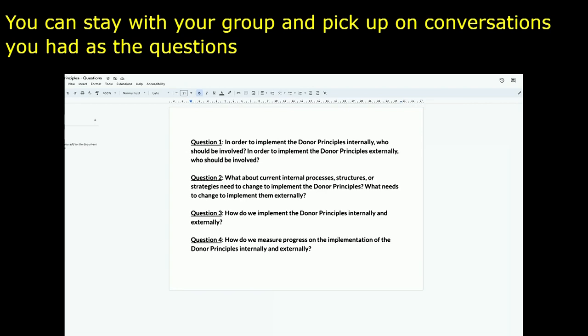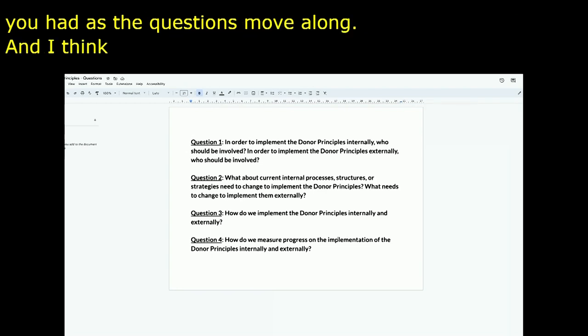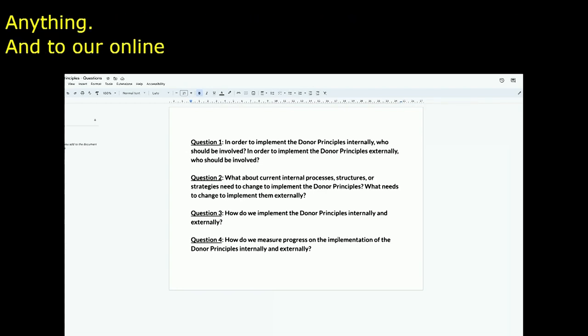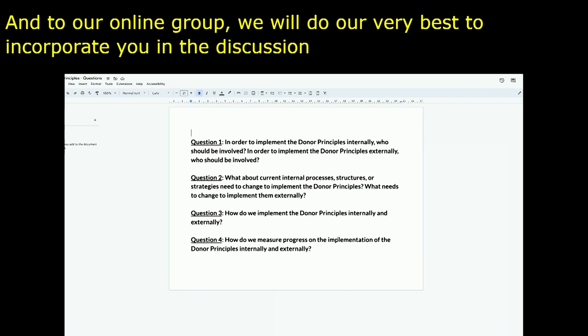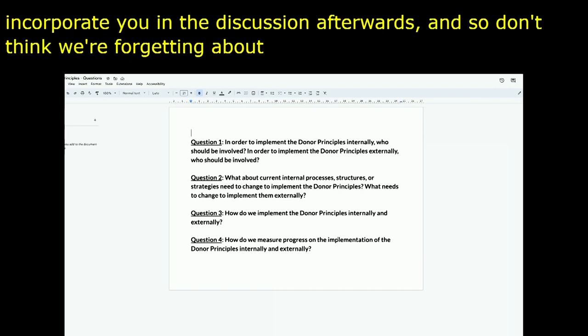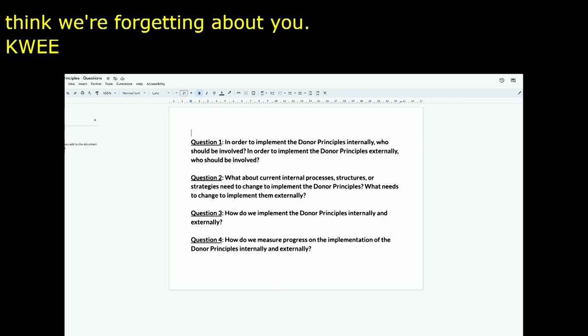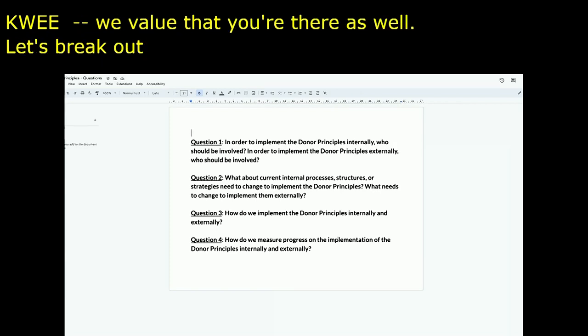And to our online group, we will do our very best to incorporate you in the discussion afterwards, so don't think we're forgetting about you. We value that you're there as well. So let's break out into groups, and if everyone can migrate to the corner that you're closest to, we'd appreciate that.